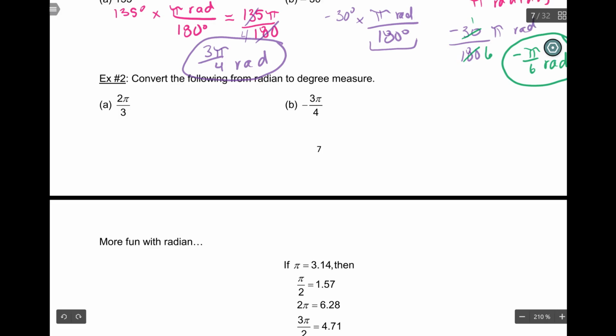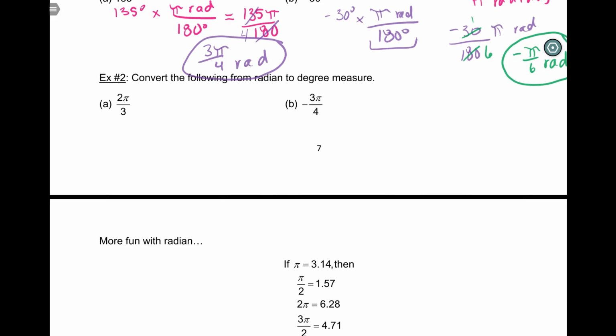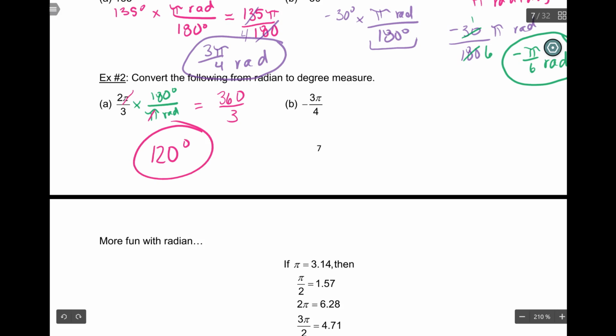Right. Now let's convert the following from radians to degrees. So we have 2 pi divided by 3 radians. Okay, so we multiply by 180 over pi radians. You notice right away the pi's are going to cancel out, and we get 360 over 3. You simplify that, you get 120 degrees.